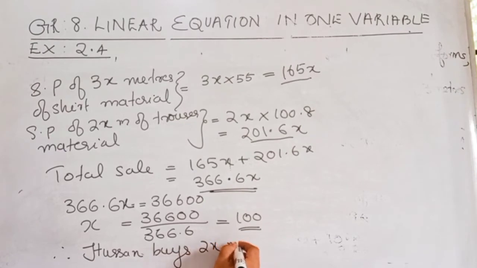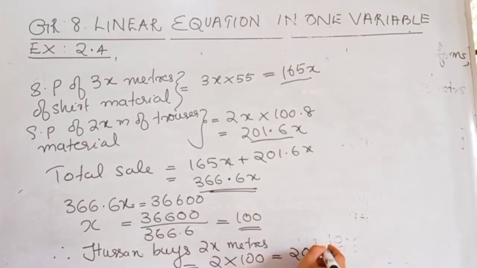2x meters of trouser material, which is equal to 2 into x value is 100. So we got 200 meters. So Hassan buys 200 meters of this trouser material, and we can say 300 meters of shirt material also.